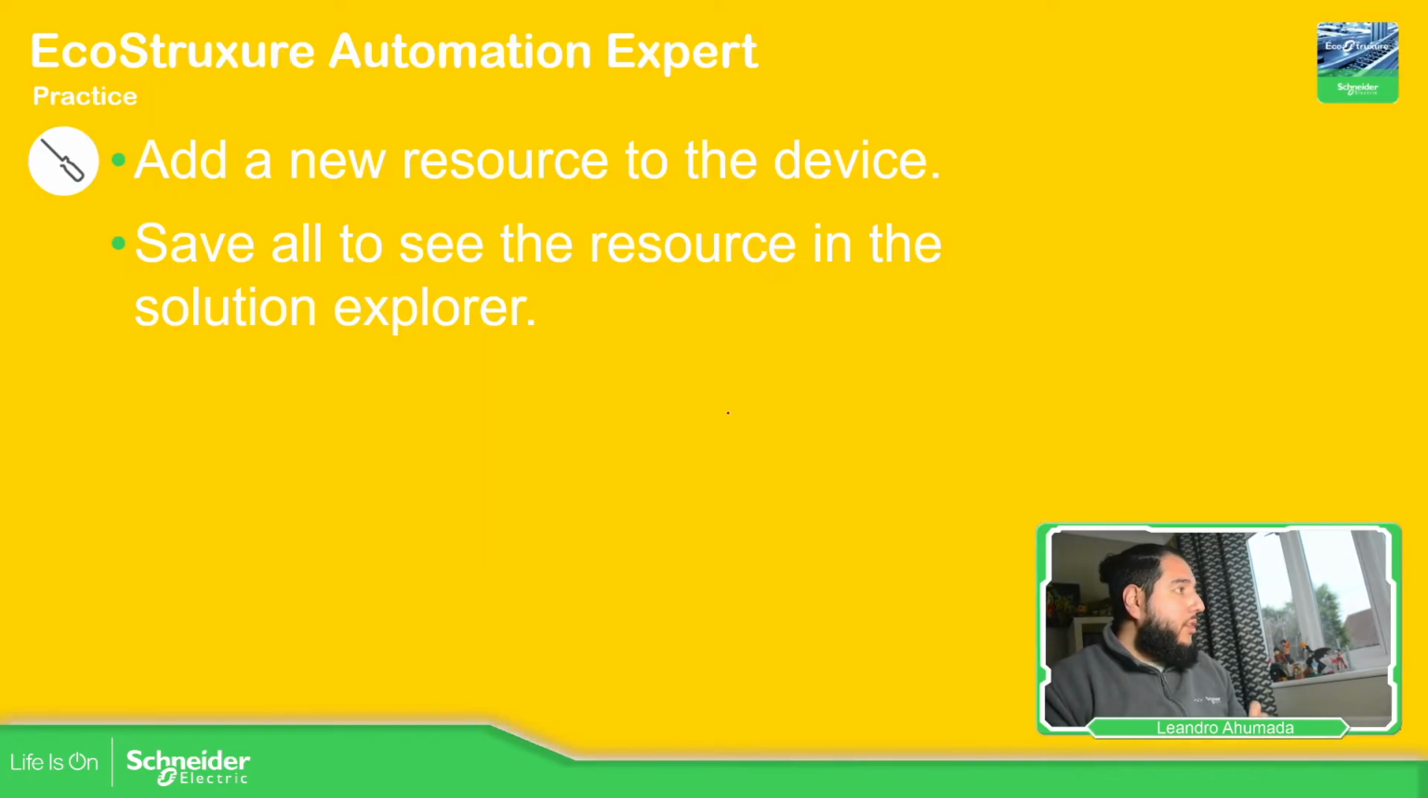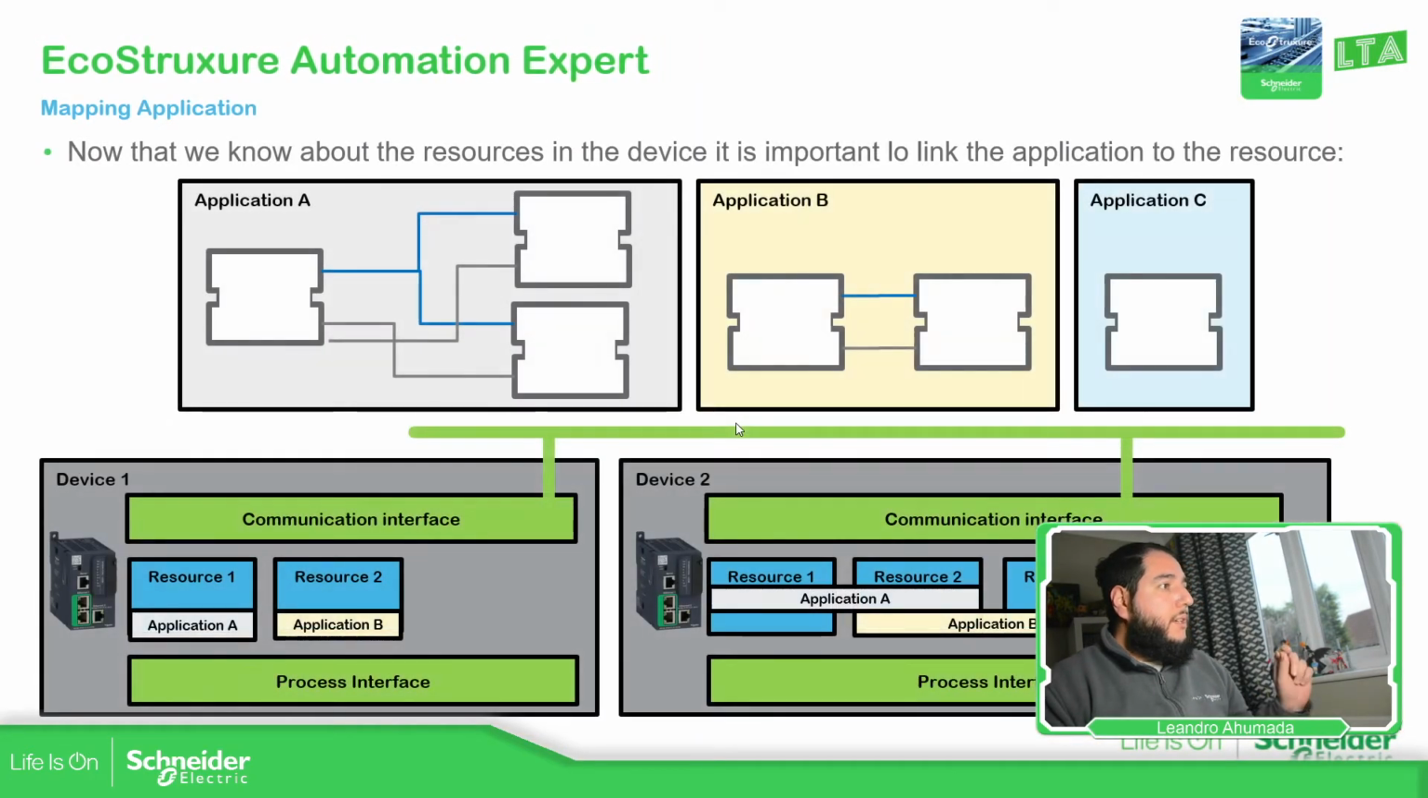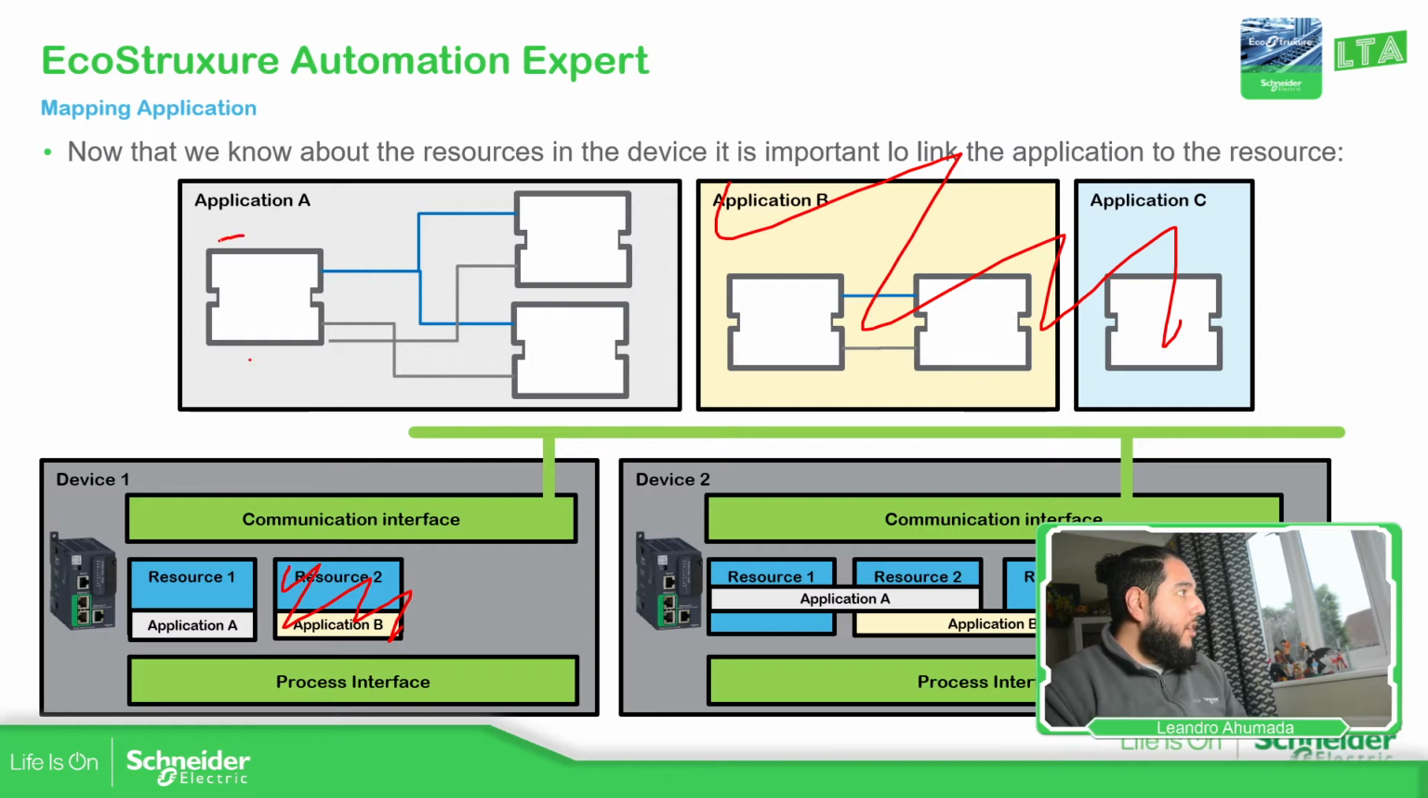Now, if we continue with this, we will sum up everything. So we have the application on one side, and we have the devices, and each device has resources. What is missing right now for us is to link this application. In our case, it's only working with one. Okay, to link this application to this resource. Okay, and this is what is missing, and this is what we need to do in order to make it work.